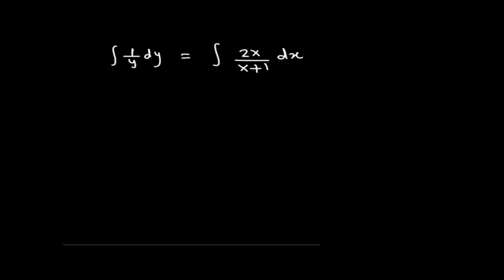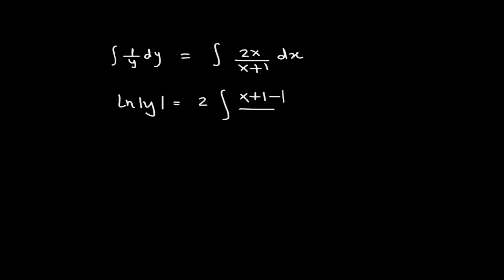So integration of dy over y will be simply natural log of y, which equals 2 times integration of x over x plus 1 dx. Now x over x plus 1 can be written as x plus 1 minus 1, so here we have added and subtracted 1 in the numerator, divided by x plus 1, times dx. That will give us 2 times integration of 1 minus 1 over x plus 1 times dx.